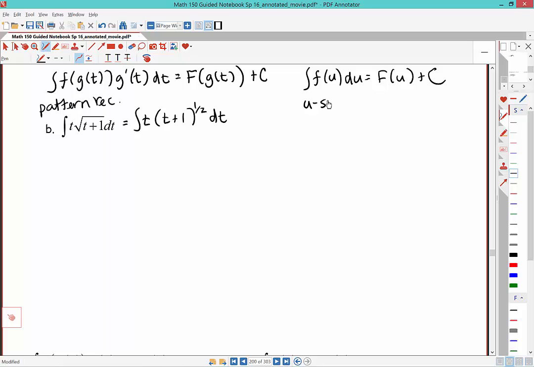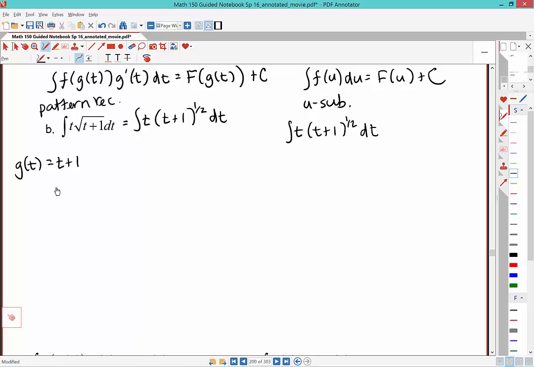And this is u-substitution, change of variables. So now we've got the integral of t times (t plus 1) to the 1/2 dt. Now this is the one where pattern recognition is not going to work out well. Let's set it up. Do you see that g at t is t plus 1? So that's okay, right?